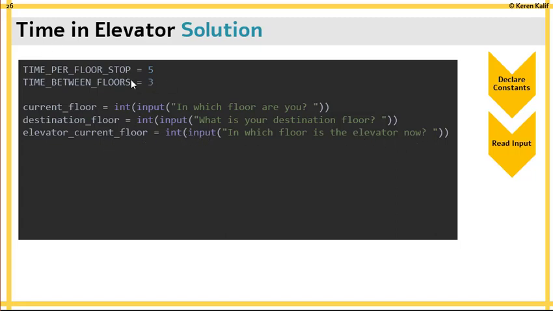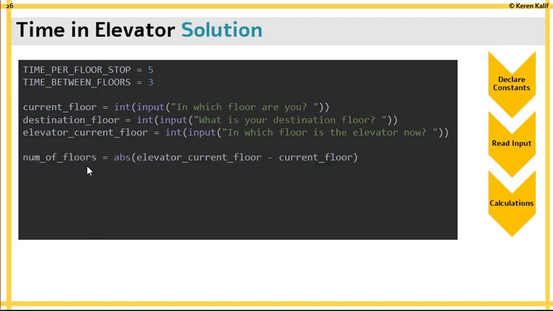Now I have all the data. Now I can make my calculation. Number of floors, first of all. I calculate how many floors the elevator needs to travel to reach me. So it's elevator current floor minus current floor. And I wrapped it with abs because I want to get an absolute number. I might be at floor 5 and the elevator at floor 3. So 3 minus 5 is -2, but it's still 2 floors. And it might be the opposite.